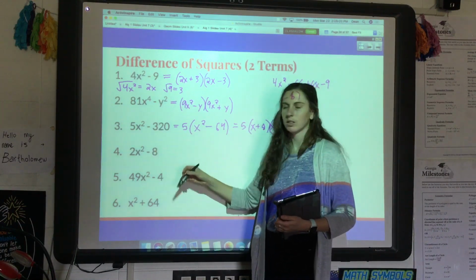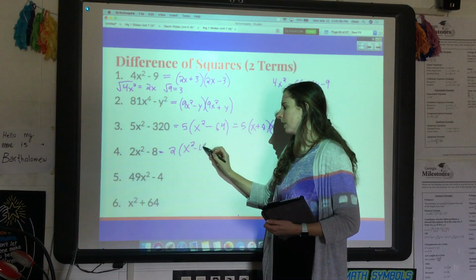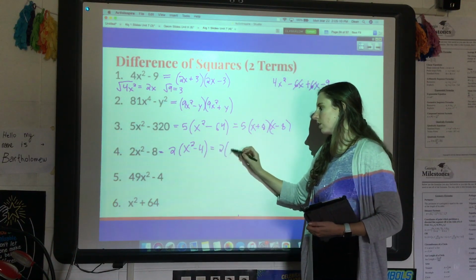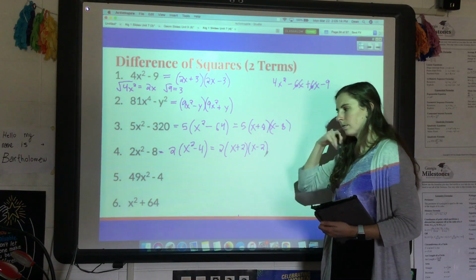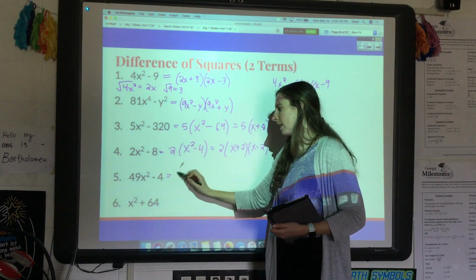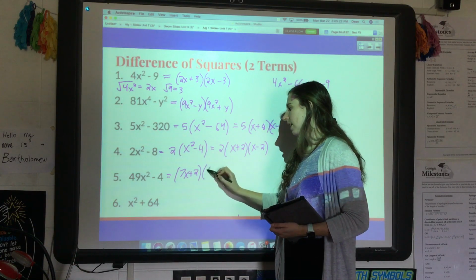Same thing here. This one also has a GCF of 2. And then you could split x squared minus 4 into x plus 2, x minus 2. This one, you can see these get pretty fast. This one would be 7x plus 2 and 7x minus 2.